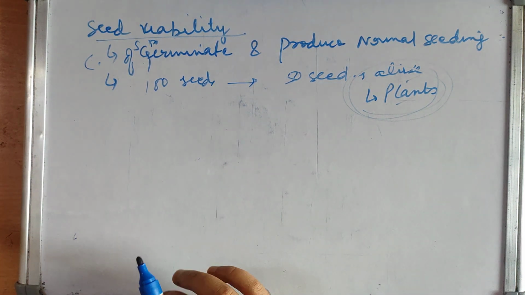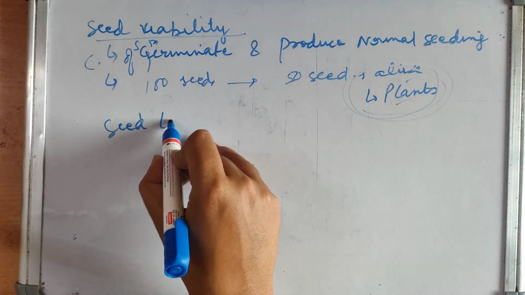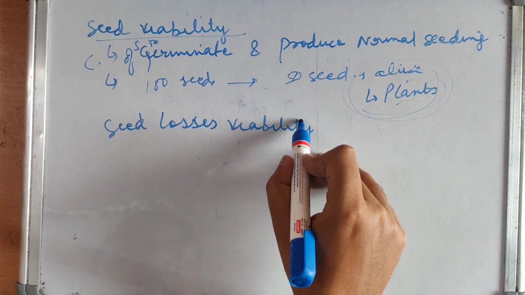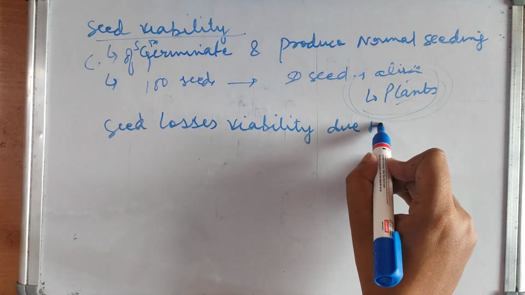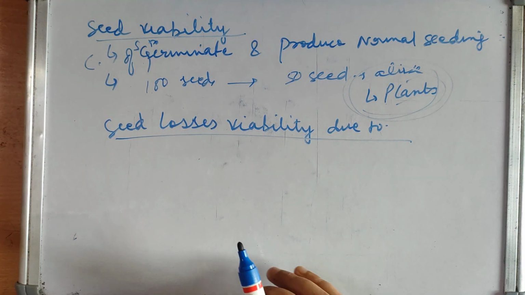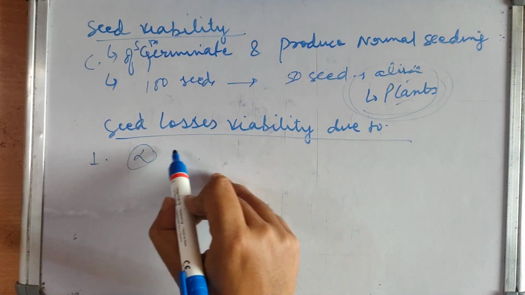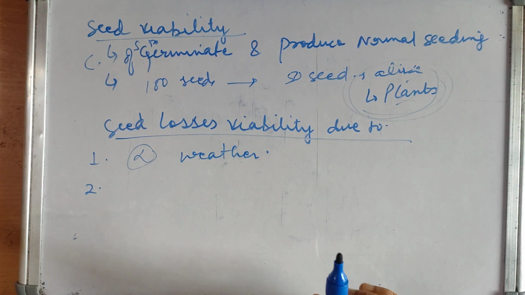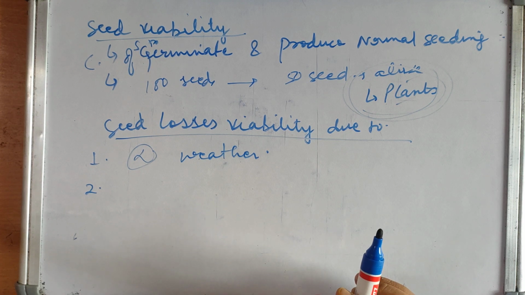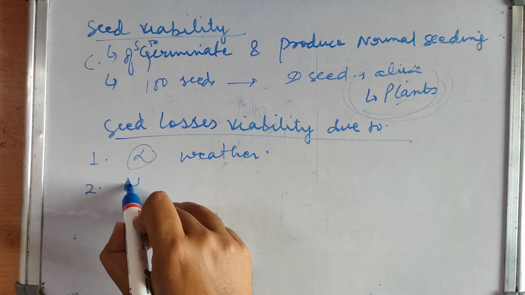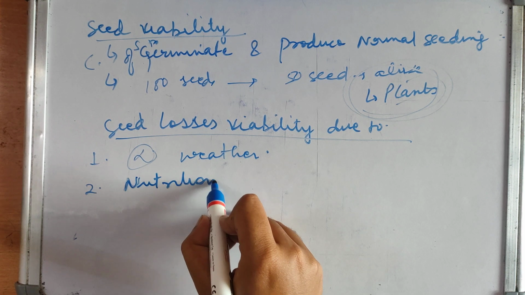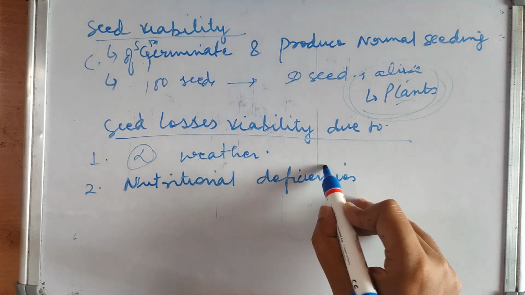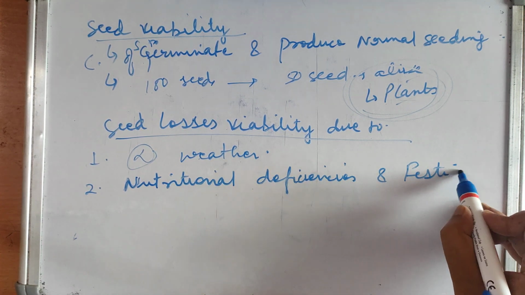And how does seed lose viability? Seed loses viability due to, number 1, adverse weather condition, bad weather; nutritional deficiency; and there could also be pesticide injury.